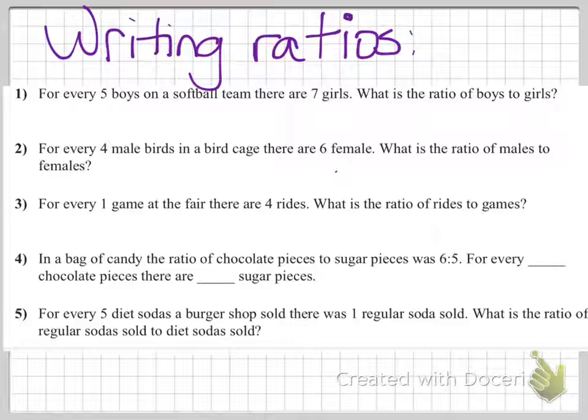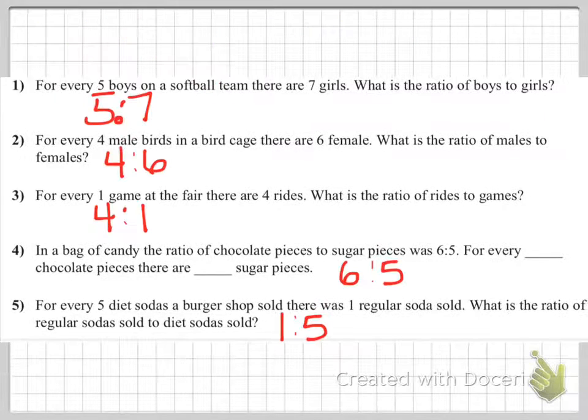This is practice with just writing the ratio. You don't have to calculate it, you're just being asked to express it with just numbers. For example, in number 1 it says for every 5 boys on a softball team there are 7 girls. What is the ratio of boys to girls? Pause, and then you'll do it. In these questions, express your answers with the colon. Here are your answers for just expressing the ratios themselves.